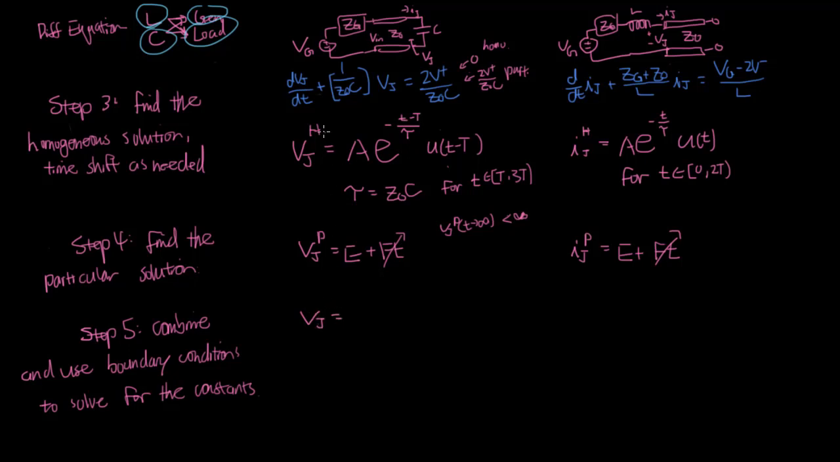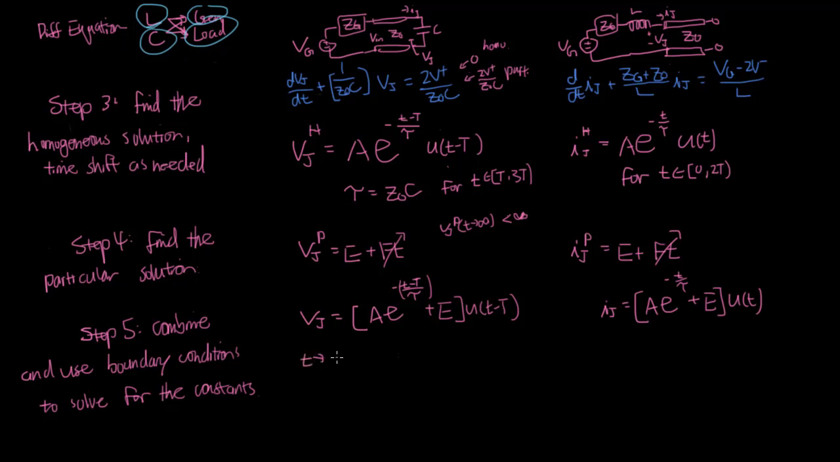So V_j is going to be equal to these two added together. So we're going to have A e to the minus (t minus capital T) over tau plus E u of t minus capital T. And then in this case, I_j is going to be equal to A e to the minus t over tau plus E u of t. Let's start with the t goes to infinity boundary condition.